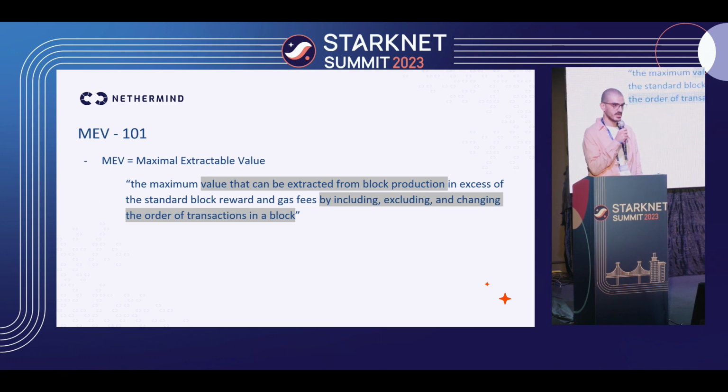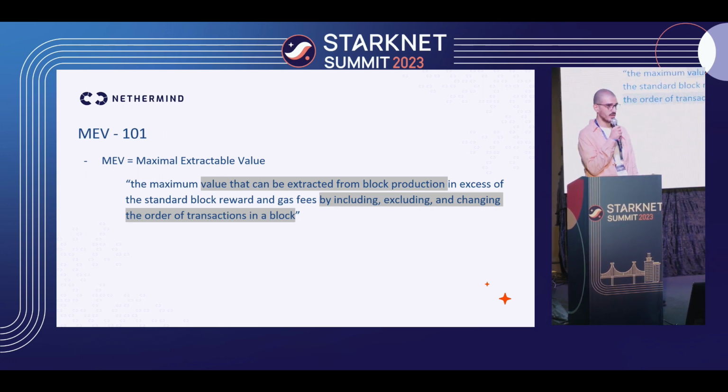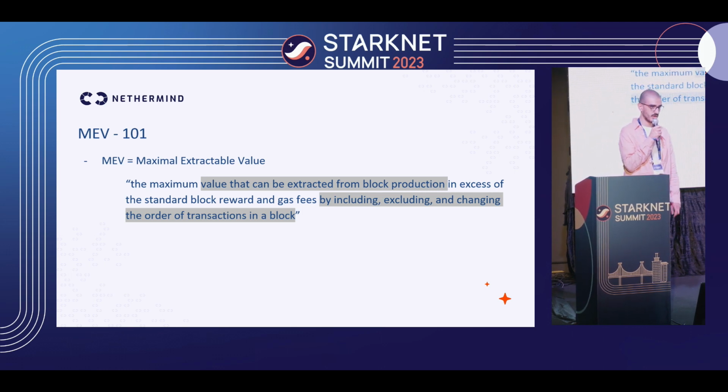First things first, what is MEV? Nowadays, it stands for Maximal Extractable Value. Here's a definition from Ethereum Foundation's website. The key part here is that it is the value that can be extracted from block production by including, excluding, and changing the order of transactions in a block. Being in a position that allows you to do so is crucial to be able to extract MEV. In Ethereum's context, this was miners for a very long time. And now, since the switch to PoS, it's the validators, the block producers that are in this position.